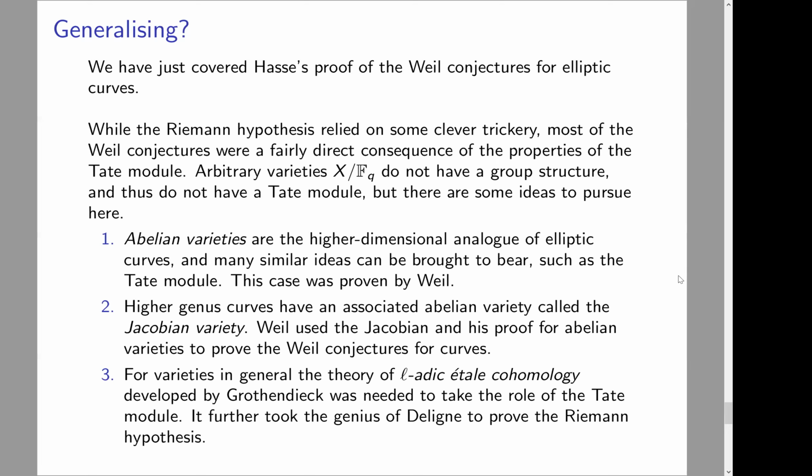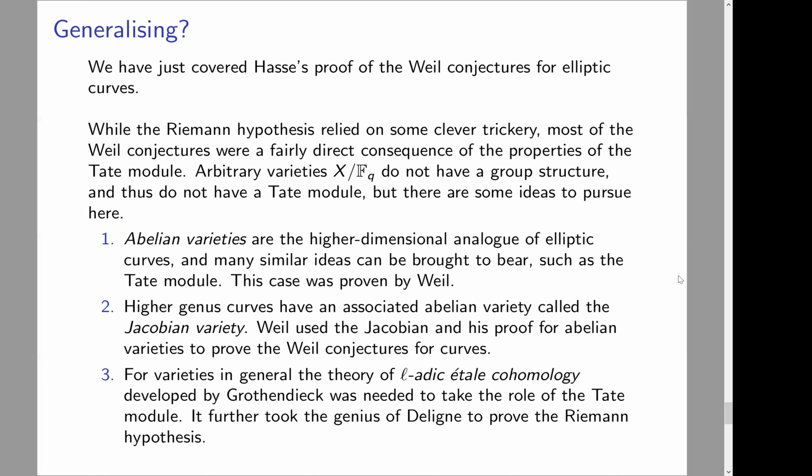Having done that, you can then move to the case of higher genus curves. So curves beyond the elliptic case. These have an abelian variety associated to them called their Jacobian variety. And you can use the relationship between the curve and the Jacobian to prove the Weil conjectures for curves in general. This was Weil's strategy. Weil proved the Weil conjectures for curves by first proving it for abelian varieties and using the Jacobian.